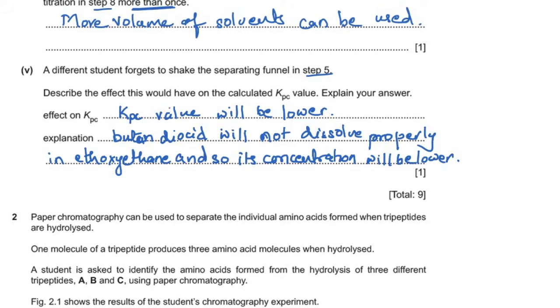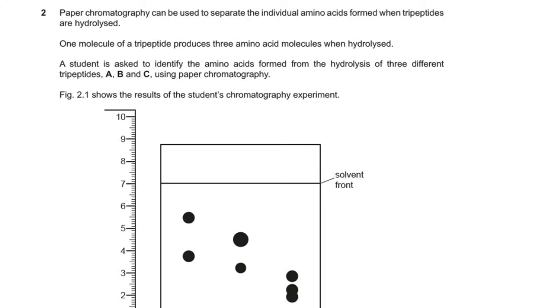I repeat here, the reason is that if we don't shake, the butane dioic acid will not dissolve properly in the ethoxyethane layer. It won't get transferred in the ethoxyethane layer. So the concentration value of butane dioic acid in the organic layer will be lower, and so hence KPC value will also be lower. Now let's start with question 2, where question 2 says paper chromatography can be used to separate individual amino acids formed when tripeptides are hydrolyzed.